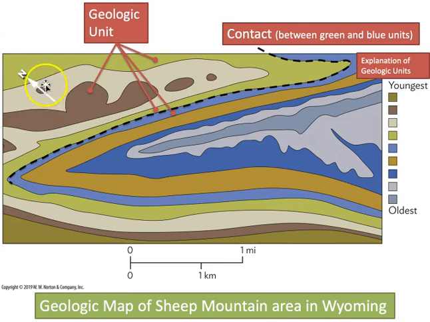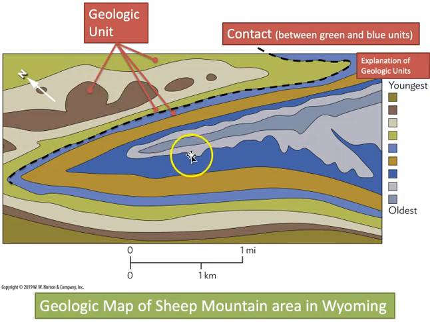You'll notice all the bands of color. Each band of color represents a distinct geologic unit. In other words, different sequences of sedimentary strata. One layer might be a sandstone, another layer might be a conglomerate, another layer might be a shale, etc. The line that separates one unit from another is known as a contact or geologic contact.